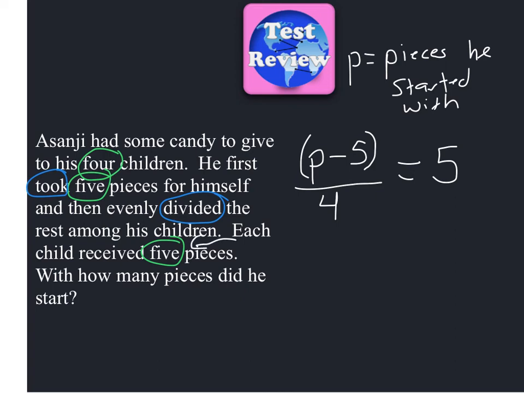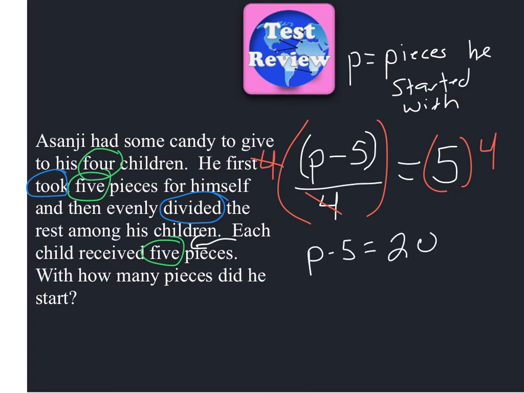Now, we just solved this equation the same way we solved that last word problem. First, we're going to want to get rid of the 4. How do we do that? By multiplying by 4. 4's are going to cancel. And we're going to be left with P minus 5 equals 20. And then we add 5 on both sides. Whatever you do on one side, you have to do on the other. And that leaves us with our answer, P equals 25. So how many pieces did he start off with? 25.